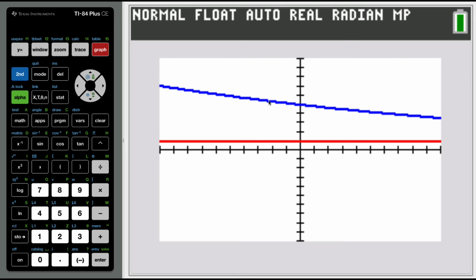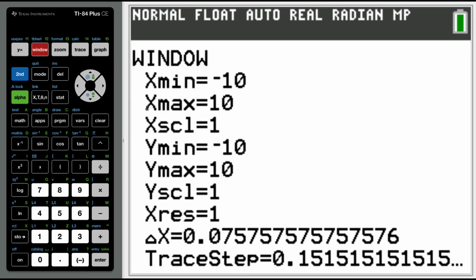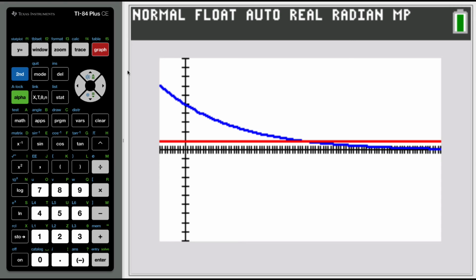Now I notice that I can't see them intersecting yet, but because this blue graph is coming down, that intersection is going to be happening somewhere off to the right-hand side. So for my window, I'm going to change the x max, and I'm going to go out to 100 and see what that does for me. So if I hit graph, I get this picture. I'm looking for where these two graphs are equal to each other, so where they intersect each other.